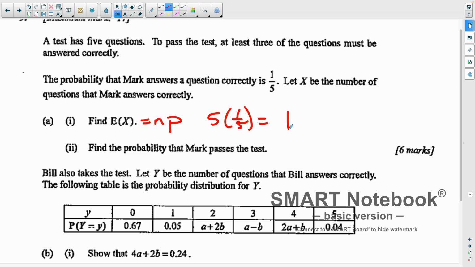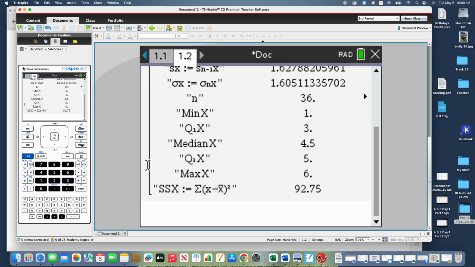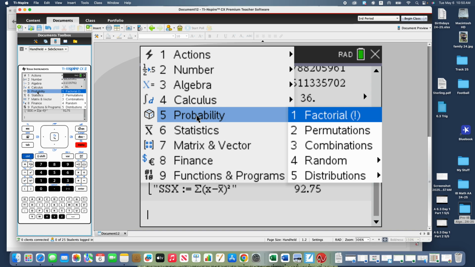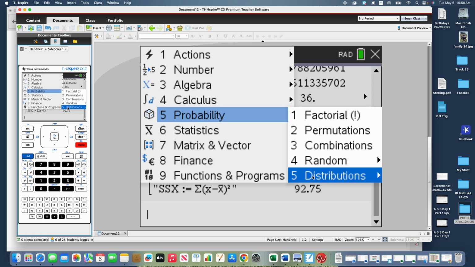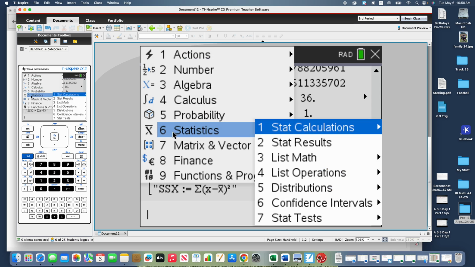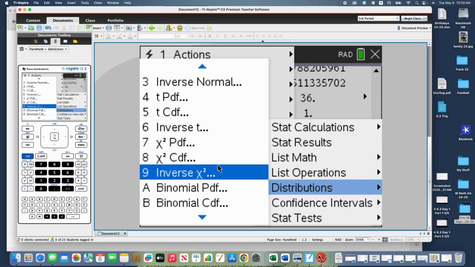So if you take your calculator and go to menu, I've got a choice here. I could go probability, and I have a menu of distributions, or I could go statistics, and I have a menu for distributions. Either way, I need to go to distributions. If I look towards the bottom of this menu, I've got 2 options: a binomial PDF and a binomial CDF. What is the difference between PDF and CDF?